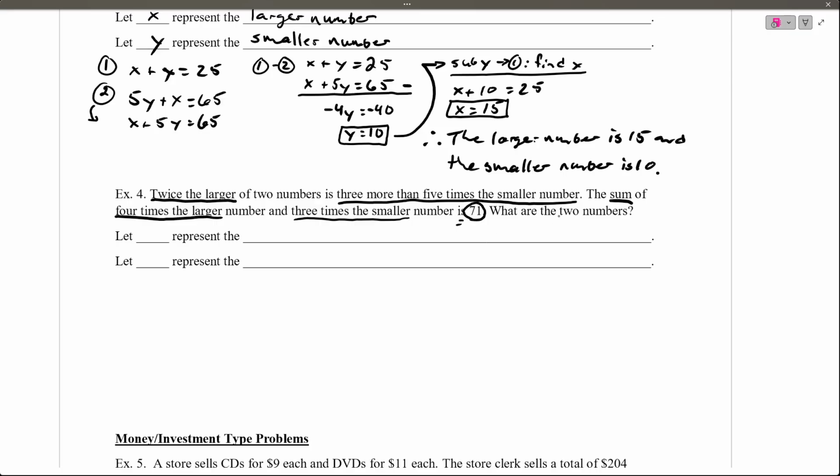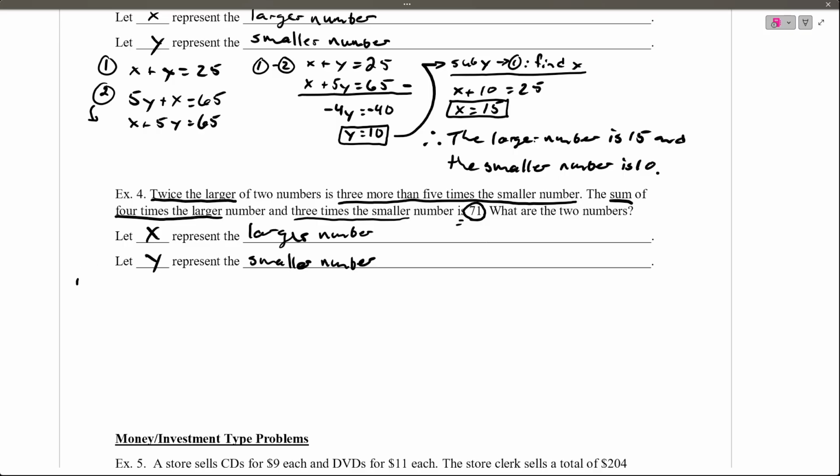So again, our unknowns are just the two numbers. So let's do the exact same statement we did last time. Let's let x represent the larger number, and y will be the smaller number. Okay. So now we got to come up with our equations. Now the wording is a little bit more tricky this time, so we have to take our time.